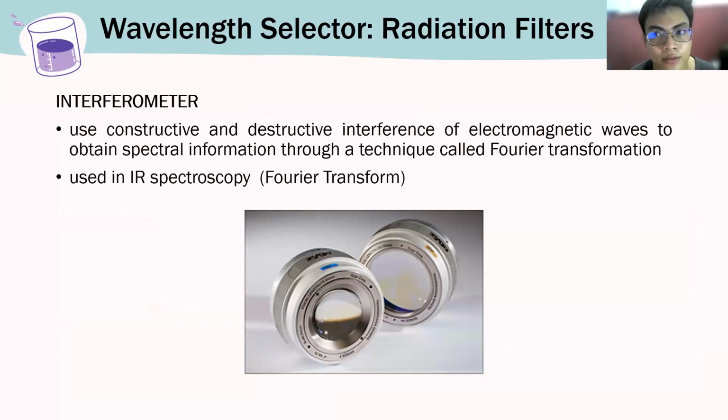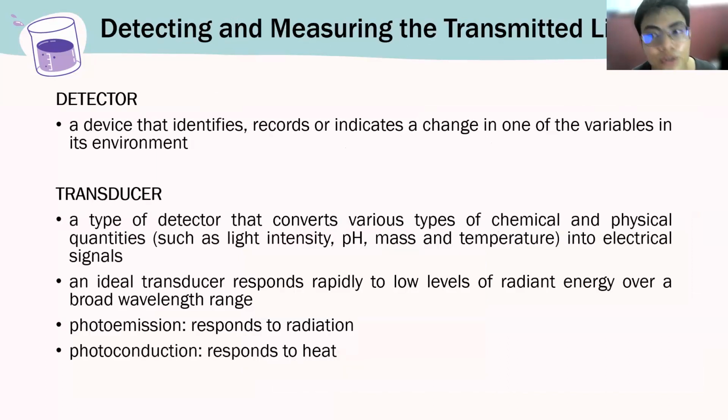Okay, so yan. So meron na tayong light source. May wavelength selector na tayo. Yung sample, yun na yun. So skip na tayo sa sample. Now we have the detector. So the detector detects yung kung ano man lumabas after the sample. Kasi remember, the sample will either absorb light, fluoresce, or emit light. So yun yung mga methods niya.